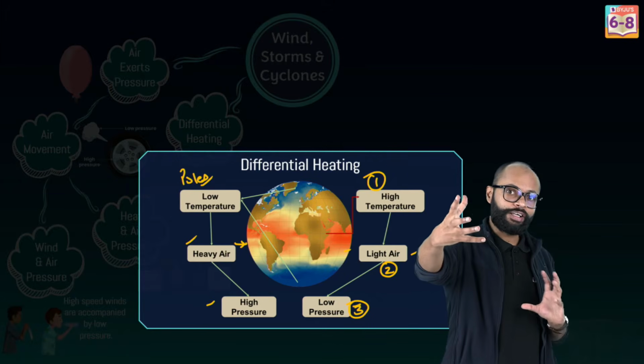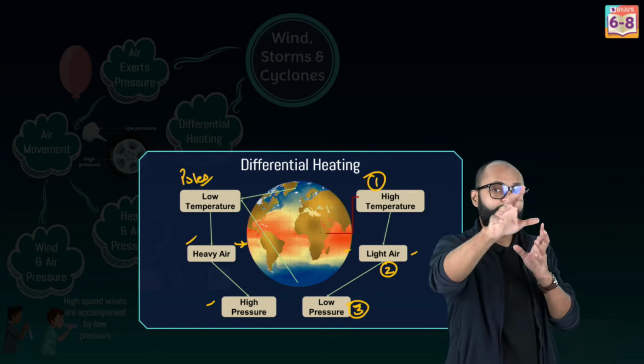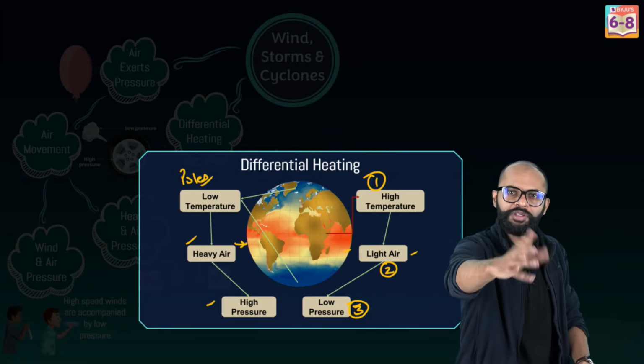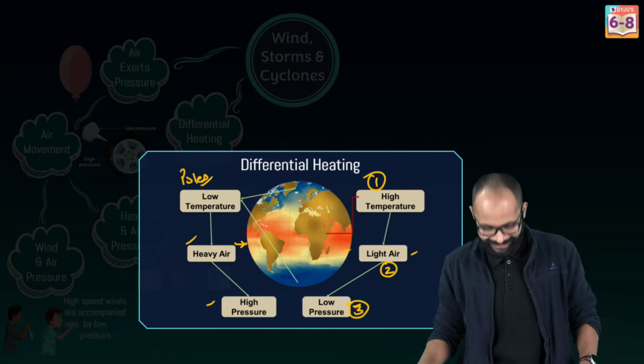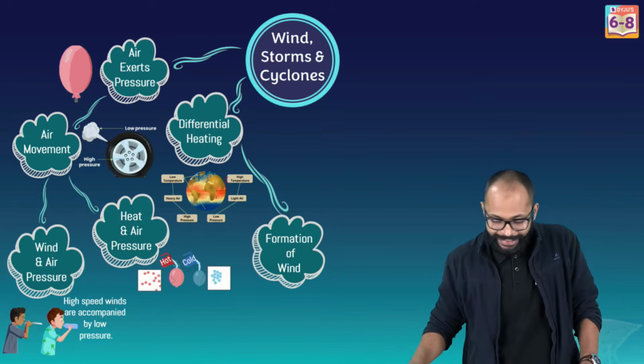Now we have got differential pressure also, which means flow of air will happen because we have learned air moves from high pressure to low pressure. हो गई ना बात simple. Poles से equator की तरफ. Don't worry, we'll learn more about this. ठीक है? This is what we call as differential heating.